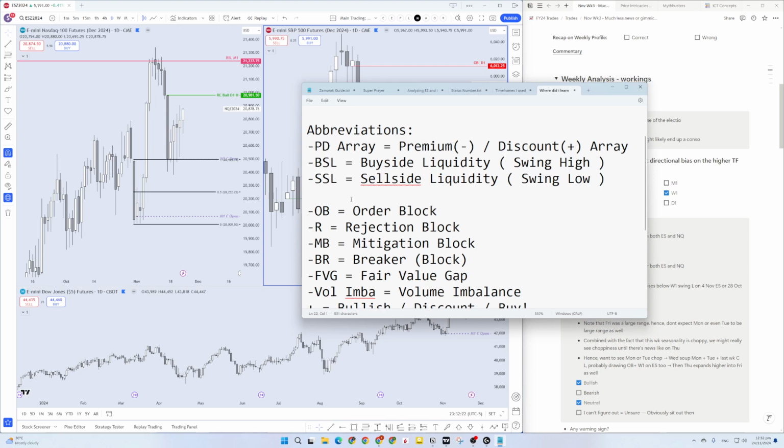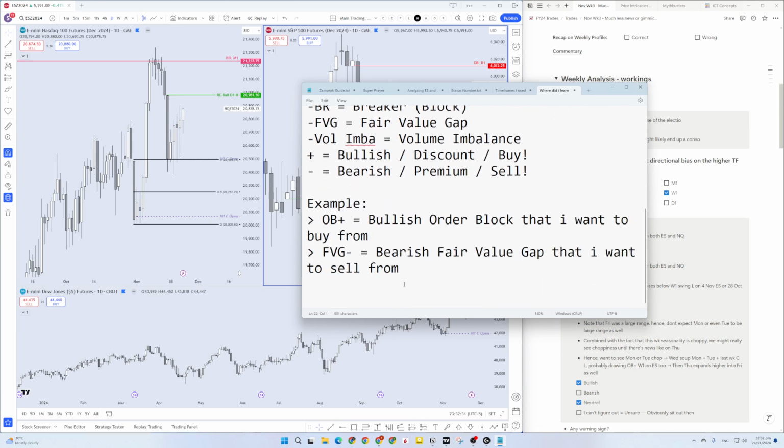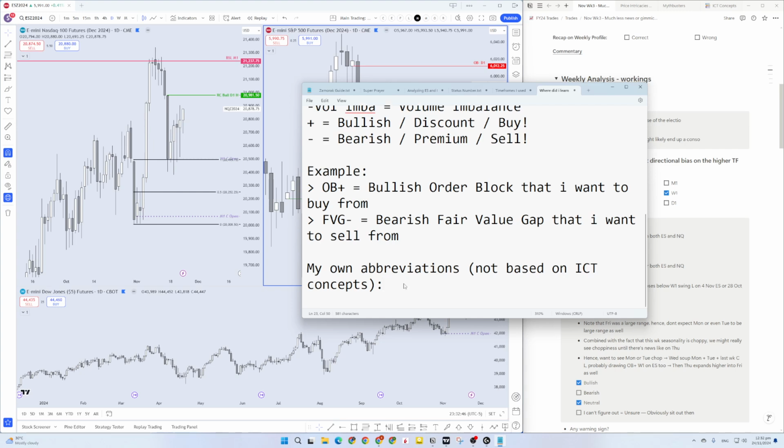Now this covers most of the more common ones that you will see that ICT actually teaches, right? There's also another category, my own abbreviations, not based on ICT concepts. This is just my own short form because, if you can type something faster and easier, why not? Why bother making my life difficult?